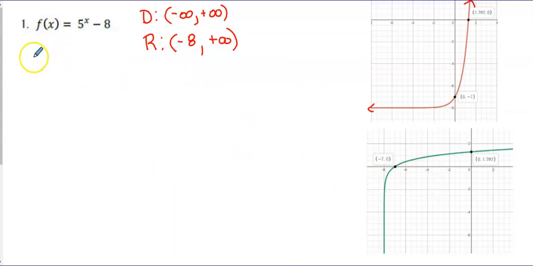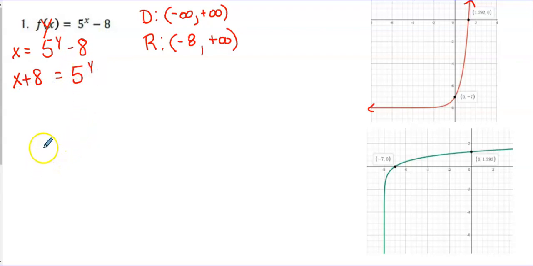If you remember our steps for finding the inverse, we changed this to a y, and then we switched the x and the y. So we're going to rewrite x equals 5y minus 8. What I want to do is solve for y. The first thing I will do is add 8 to both sides. So x plus 8 equals 5y.